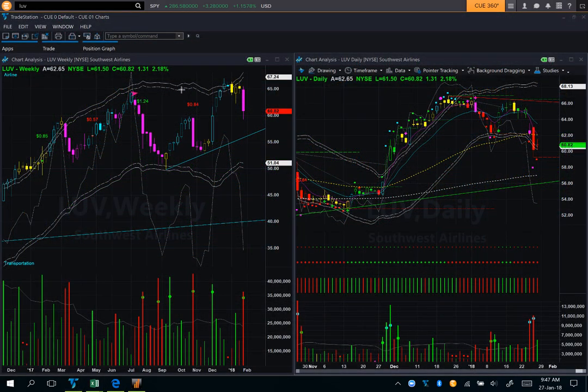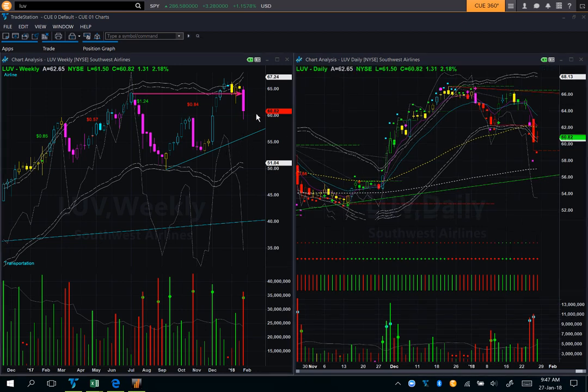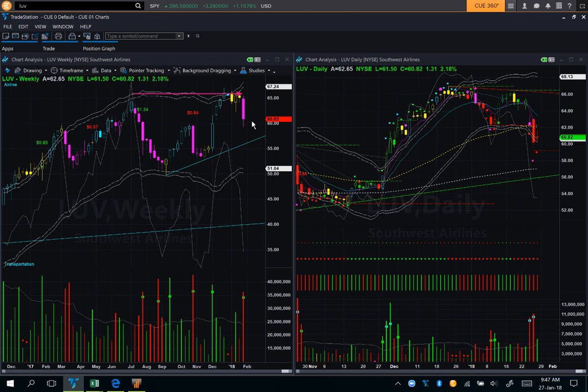LUV earlier created a double top in the weekly chart. There was a false upside breakout. Let's change that weekly template to see the weekly watermark levels. Earlier, LUV made a top in the weekly chart, fell down from there, and then went back to the same level and reversed. Came down below this watermark resistance level, creating a false upside breakout.